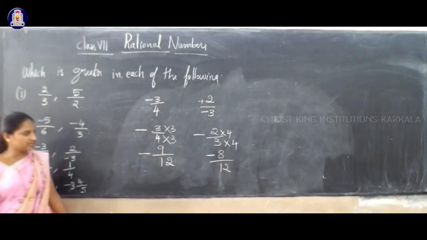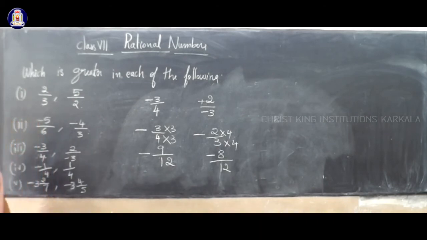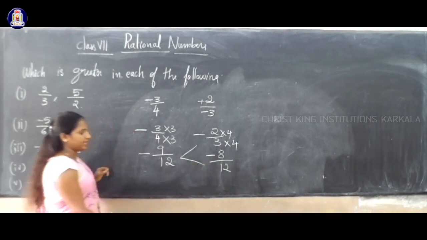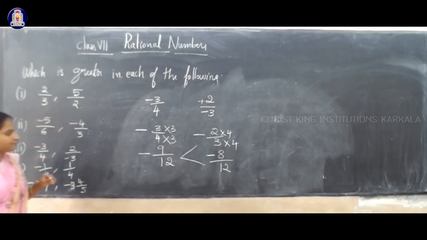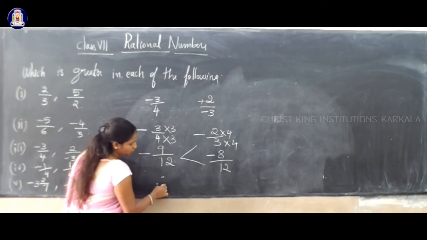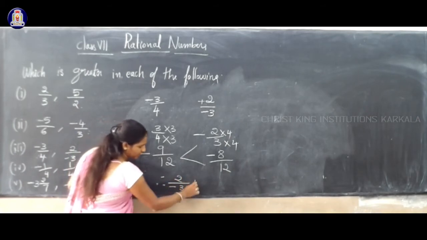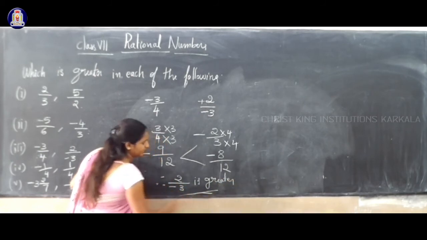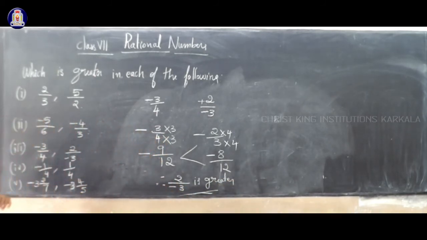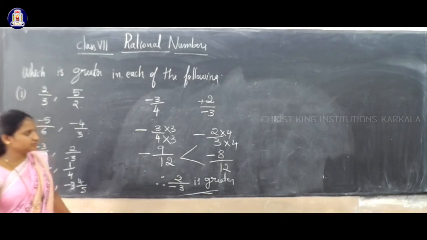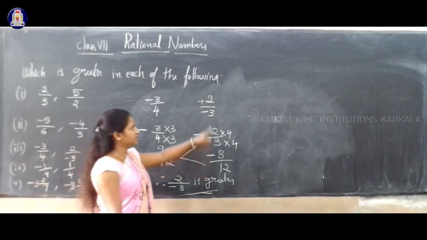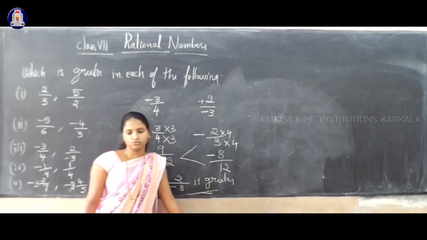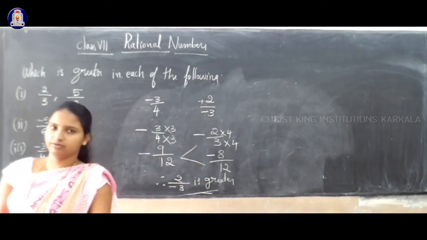So which is greater in this? Minus 8 is greater than minus 9. So therefore 2 by minus 3 is greater than minus 3 by 4. Okay? Is it correct? Yes. Minus 8 by 12 is 2 by minus 3. Therefore 2 by minus 3 is greater.